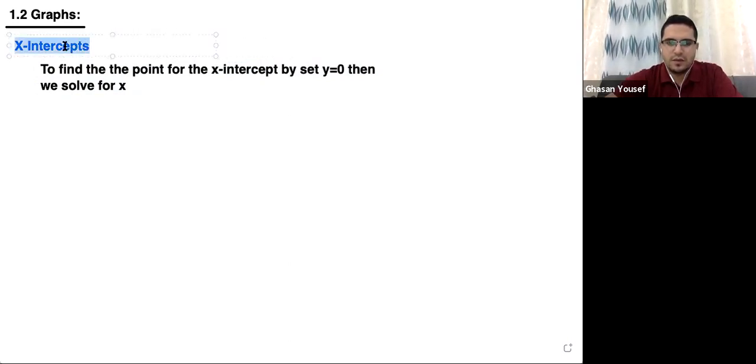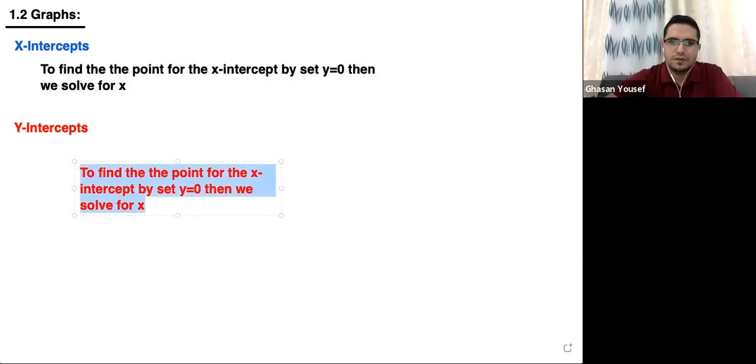And for the y-intercept, it is the same idea. To find the point for the y-intercept, we set x equals 0, then we solve for y.